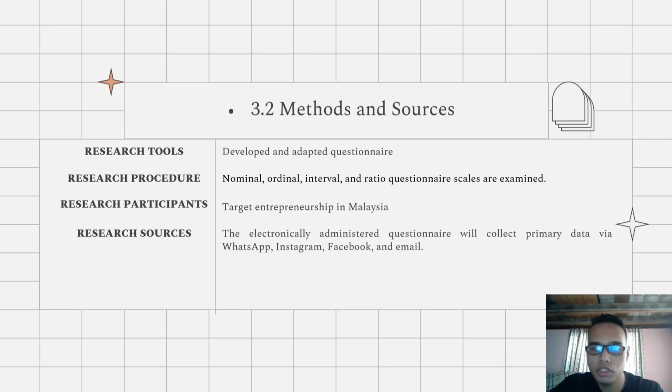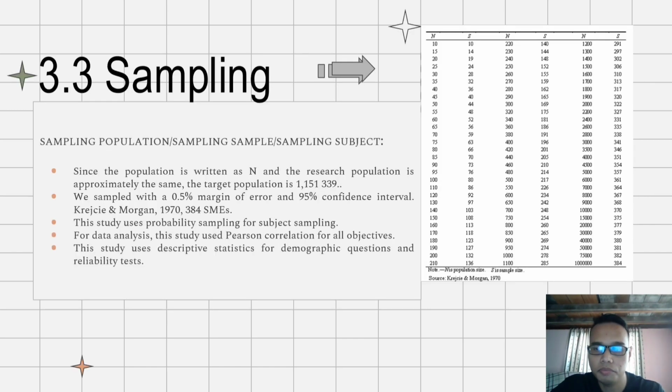Developed and adapted questionnaire. Research procedure. Nominal, ordinal, interval and ratio questionnaire scales are examined. Research participants. Target entrepreneurs in Malaysia. Research sources. The electronically administered questionnaire will collect primary data via WhatsApp, Instagram, Facebook, and email.